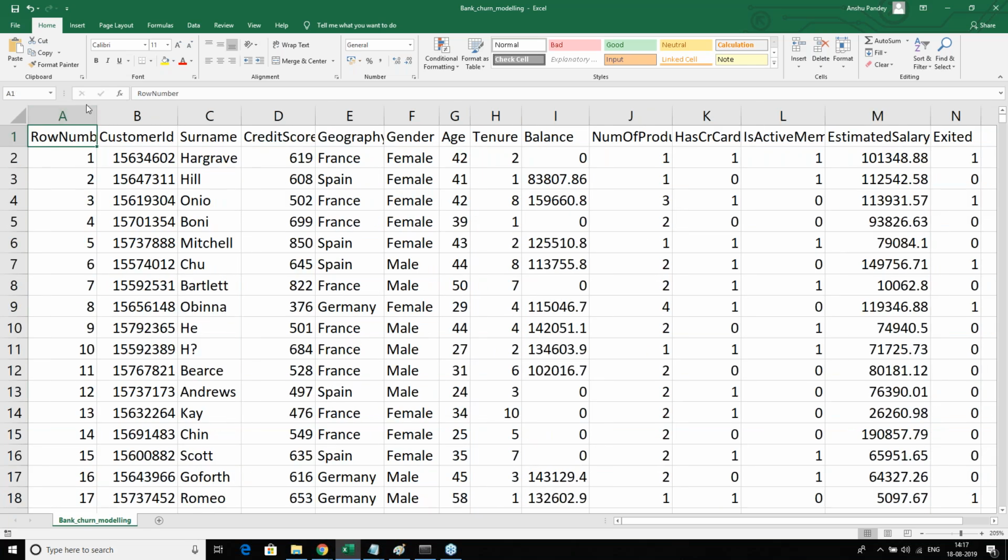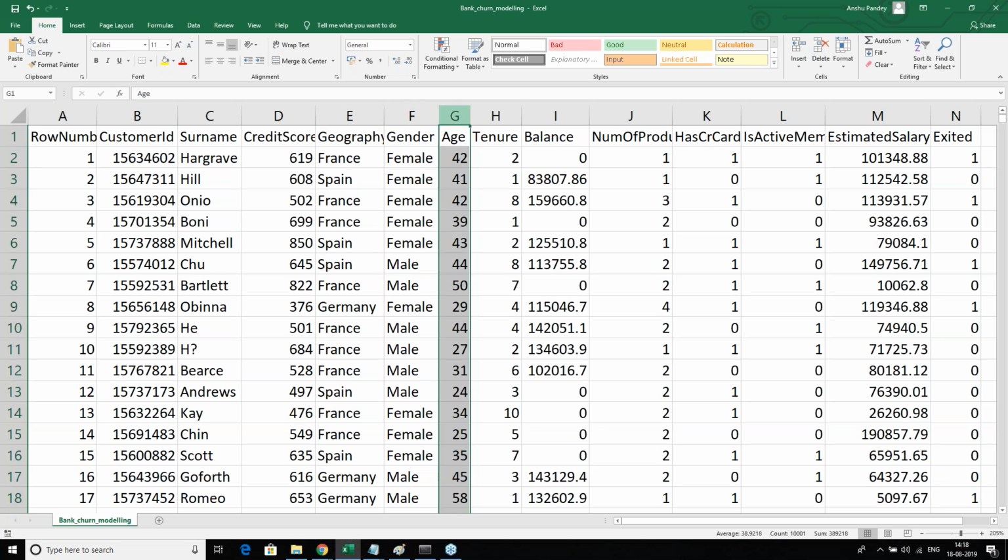For every customer, we have the row number, customer ID, and surname. We also have the credit score of that particular customer, which is much like a CIBIL score, in the range of 300 to 900. We also have the geography of the customer: the customer is from France, Spain, or Germany. We have the gender of the customer. Is the customer female or male?